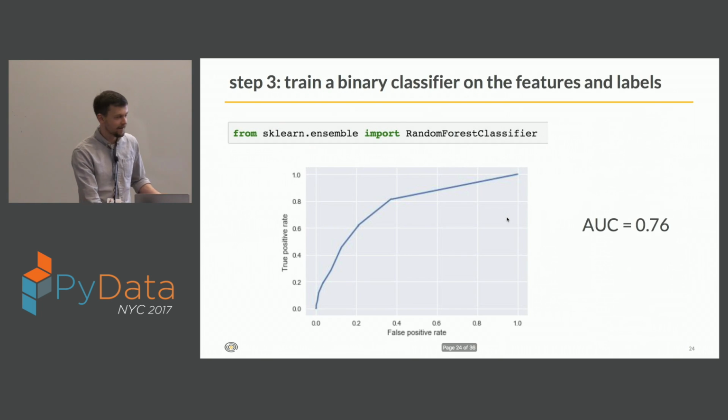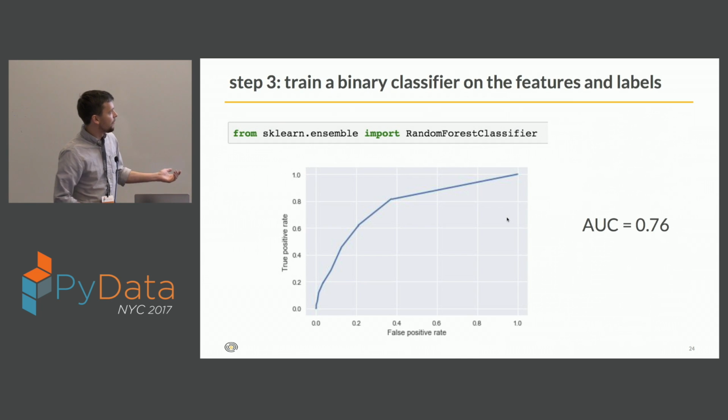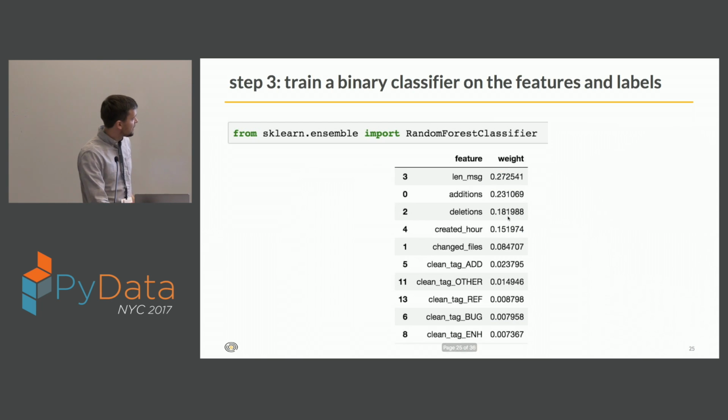So anyway, step 2, got our features. Step 3, again, it's the easy one. In this case, we used a random forest classifier, built a model on these features and labels, and it kind of works. So we get an AUC of 0.76, which is really not that bad. We can look at some of the feature importances in just a simple model. Length of the commit message shows up on top for most predictive. Additions, deletions, time actually does turn out to be kind of predictive here.